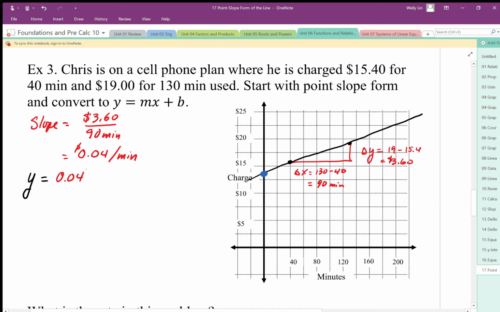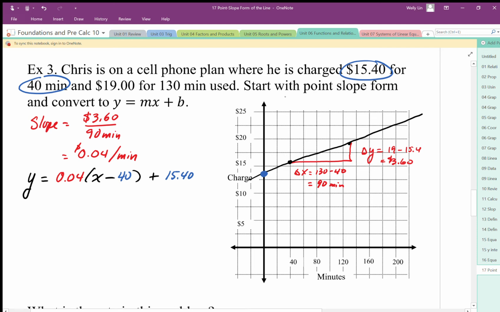So here's my relationship, y minus. I want to use one of my given points on the relationship, so I'm just going to use 130. Actually, let's use the other one. That's smaller numbers. It's maybe better to use the smaller numbers. So I'm going to use 40 minutes, and the y value is $15.40. So there's my point slope form of the equation. This is my relationship here.